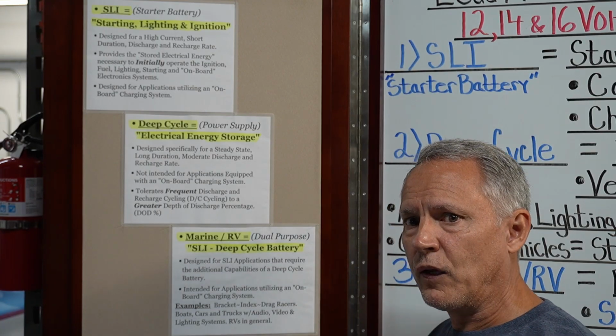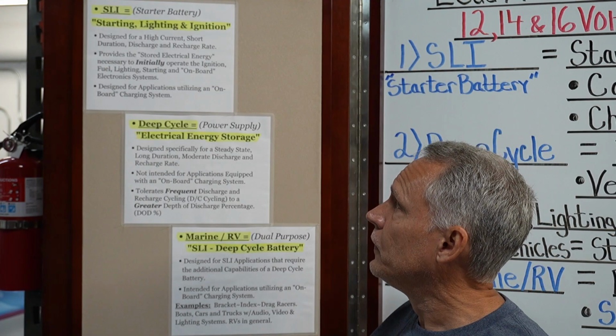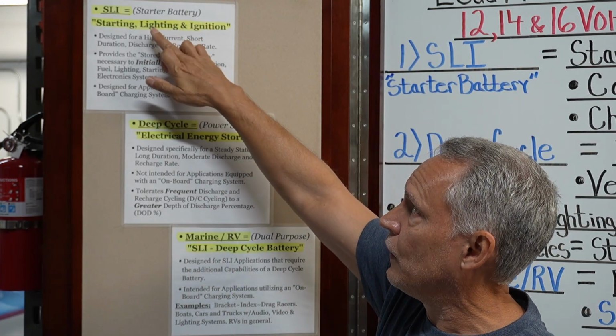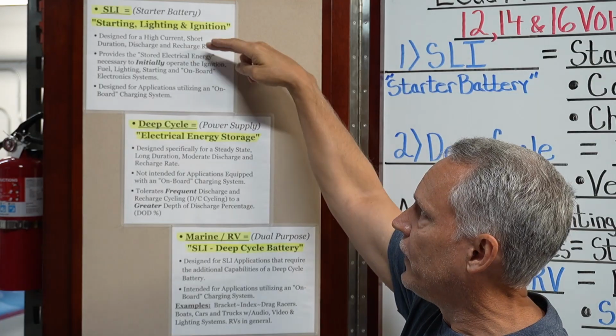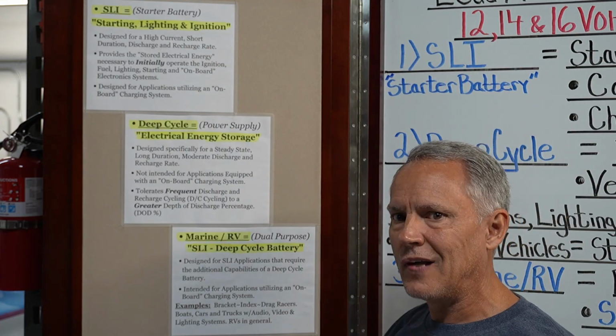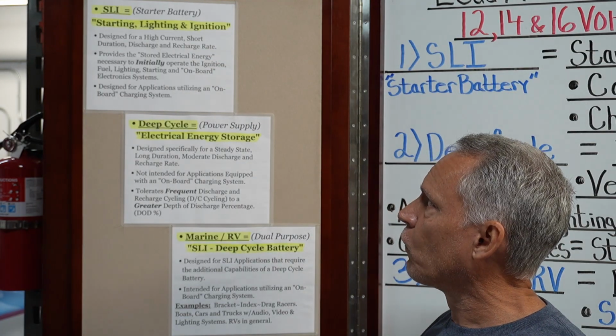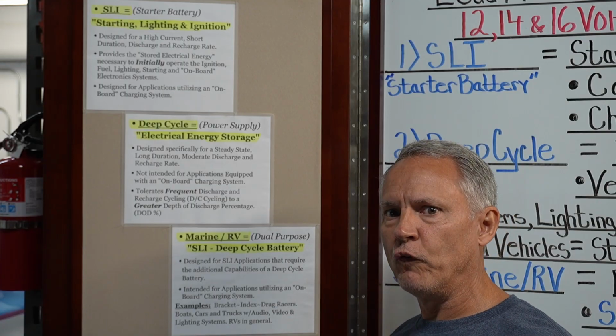Okay, so to elaborate a little further on the three different applications, here we have your starter battery or SLI battery. Like I said, starting, lighting, and ignition. All right, so I broke it down a little bit here. It's designed for a high current, short duration, discharge and recharge rate.